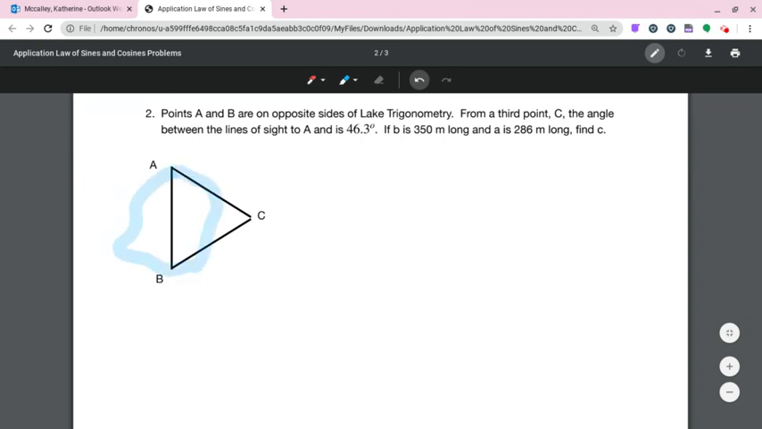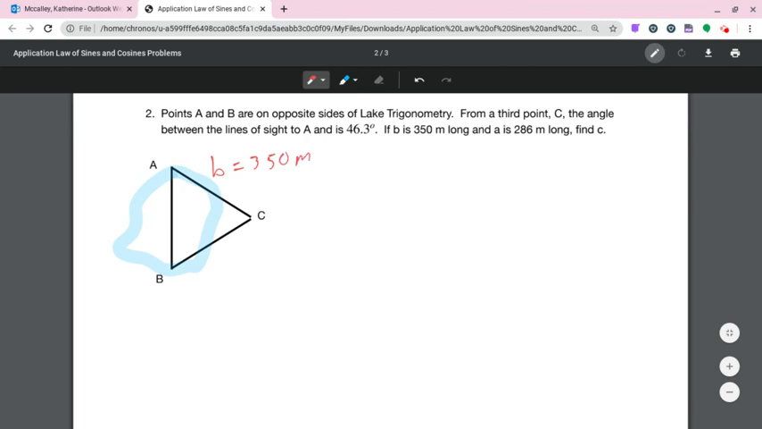The angle between the lines of sight to A and B from the third point C is 46.3 degrees. If b is 350 meters long and a is 286 meters long, find c. So let's label everything. We know b is 350. Remember, b is across here.